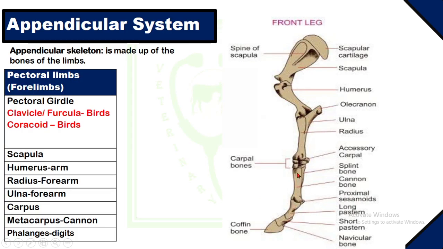Now this one is the metacarpal bone, which is also known as the cannon bone, and this is the digit of a forelimb, which consists of phalanges. In the horse, the long phalanx is known as the long pastern bone, the short phalanx is known as the short pastern bone, and the third phalanx is known as the coffin bone.